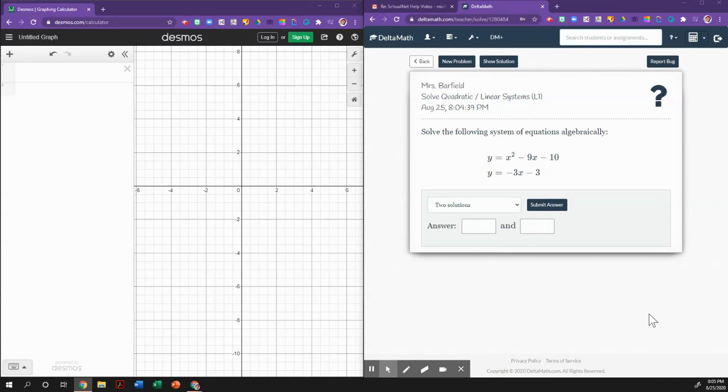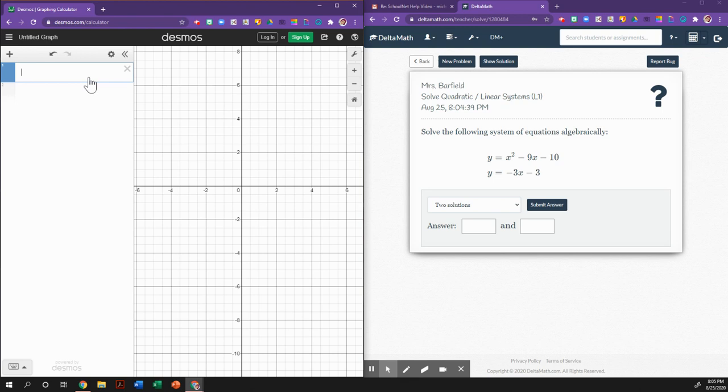All right, you guys. So we are going to continue with solving systems of equations. So we're just going to jump right in to our problems here. And Delta Math kind of gives it away. It says solve quadratic / linear systems. So that means we're going to be looking at a quadratic equation and a linear equation.